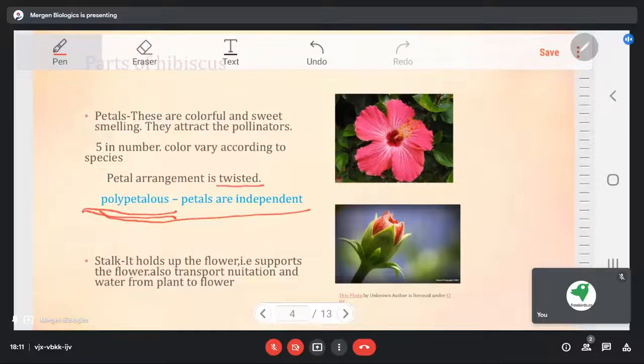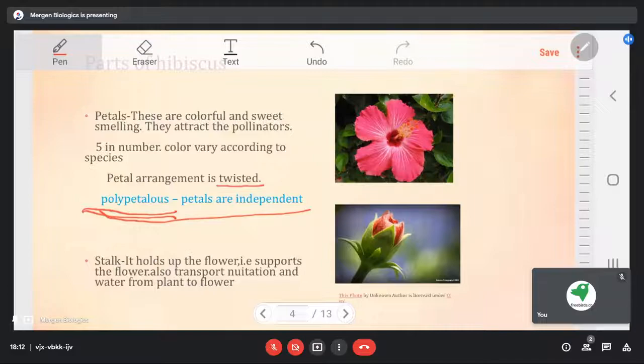And while we are naming them as polypetalous or gamopetalous, it has nothing to do with the arrangement part. Arrangement is a completely different thing, and gamopetalous or polypetalous is a completely different feature. Both parameters are independent of each other. So I will tell you again, when the petals or sepals are fused together, they are known as gamopetalous or gamosepalous. But when they are independent of each other, they are known as polypetalous.